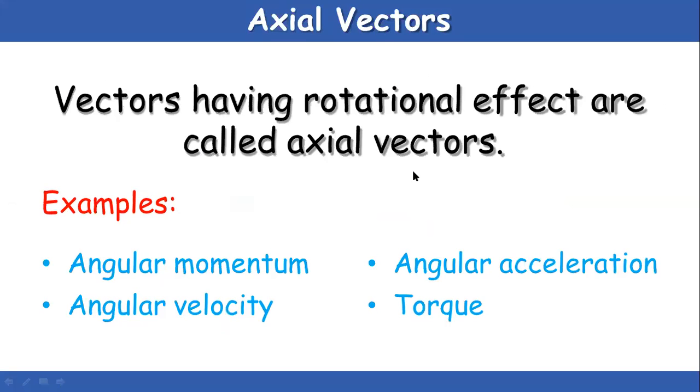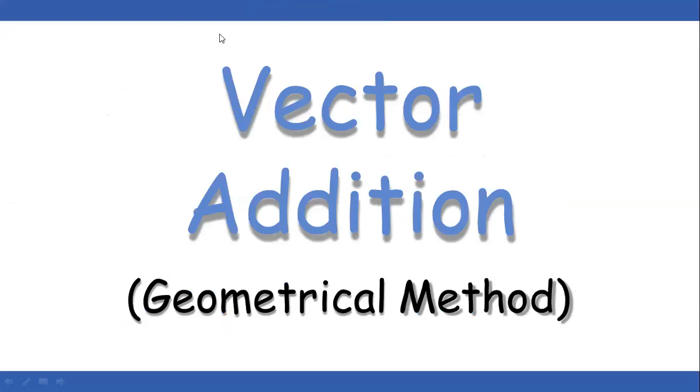Then another is we can give a rotational effect to the vector. These are called axial vectors. So this is general. Actually, in detail, we are not going into these types of the vectors. These are the examples: angular momentum, angular acceleration, angular velocity or torque. Then next point, we'll go with the vector addition.